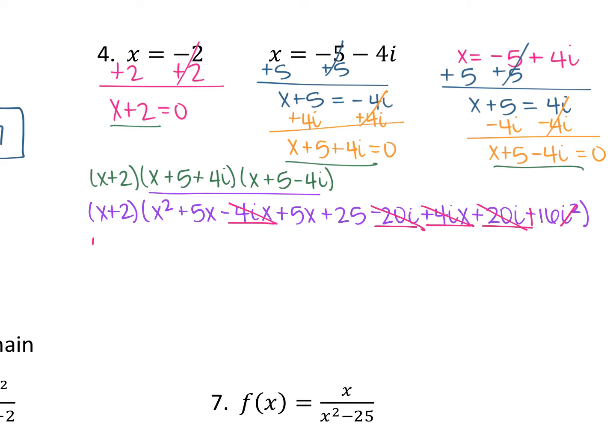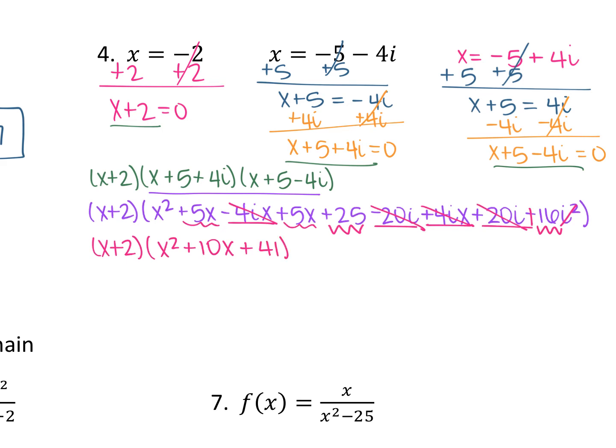You have x plus 2 that starts you off. Then you have x squared plus 5x plus 5x, which is 10x. Then you have the 25 and the 16, which is 41.